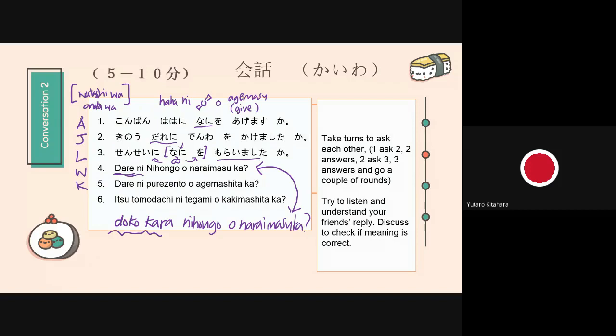Is it that any present to agemashita ka? Who did you give present to? JQ kara. Okay. Opposite. Curly, there's something wrong already, because give is give to. So there's no give from. So you cannot change to kara. Also this question is asking you gave present to who? You gave present to who?